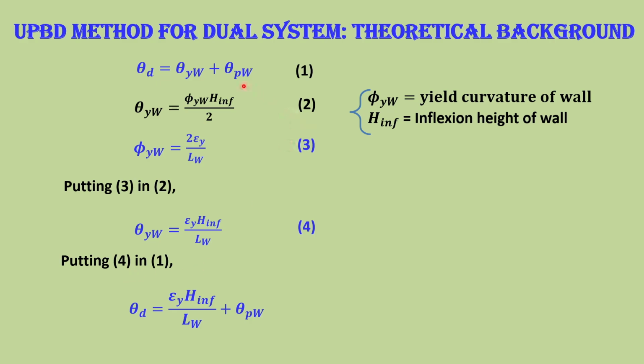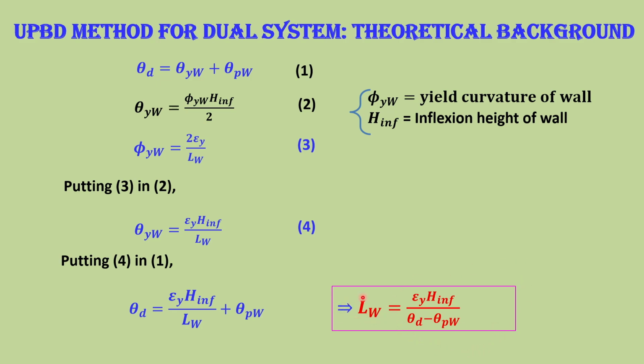So 4 can be put in 1 because in 1 we have theta yw and theta pw. We are not worrying about theta pw because that is available in the FEMA documents. We are worrying about the expression for theta yw. So now theta yw we have got as equation 4. So this we are substituting in equation number 1 and we get theta d equal to epsilon y hinf by Lw plus theta pw. So this can be rearranged. We are interested in the length of the wall Lw, so we take it on the left hand side and we get this grand expression: Lw equal to epsilon y hinf divided by theta d minus theta pw.